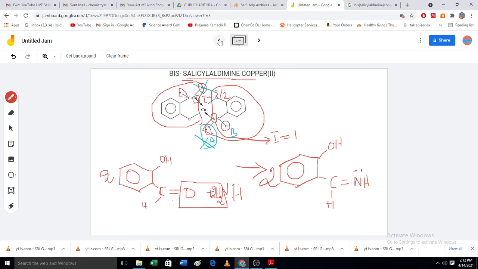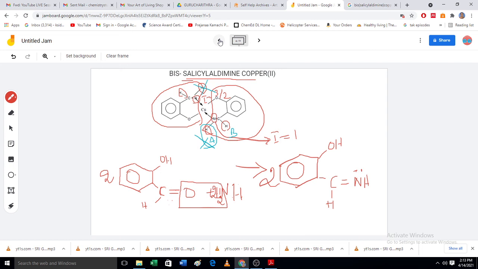This is an important question, in which Drago's rule is applied. The bis-salicylaldimine copper 2 complex has the structure like this, in which you have three NMR active nuclei, namely copper, nitrogen, and protons. Copper has I value equal to 3 by 2, and it is attached to nitrogen having I value equal to 1. The proton which is attached to a nitrogen is not involved in hyperfine splitting according to Drago's rule.